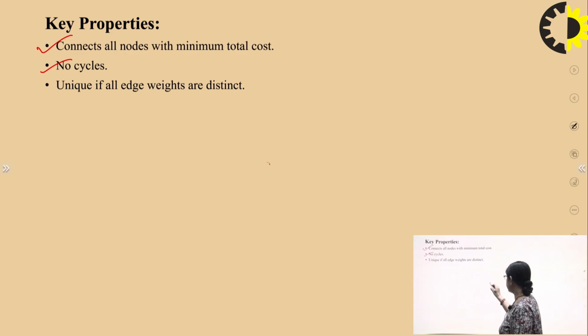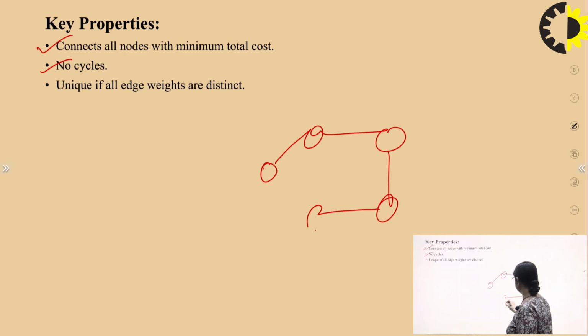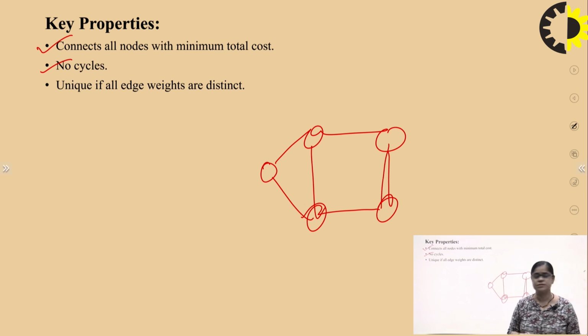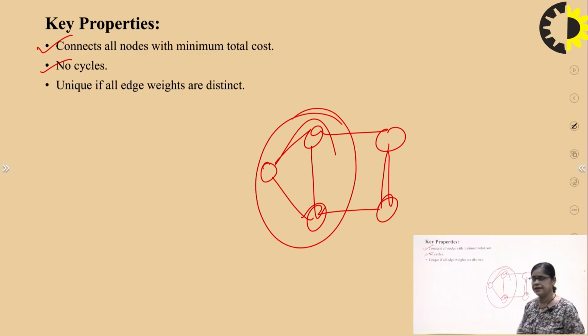Cycle means that, for example, say this is our graph. If we are maintaining no cycle, then what is this? This is creating a cycle. So when we are creating the MST, this should not be there. And it should be unique if all the weights are distinct.